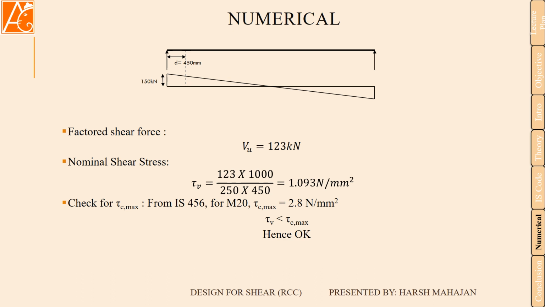So this is the first step. Calculate tau v, compare it with the tau c max. If tau v is less than tau c max, no need to redesign the whole section.